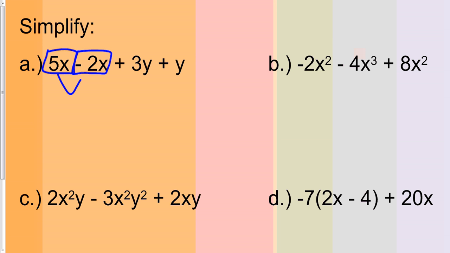So I can think of this in two different ways: 5x plus negative 2x, or 5x minus 2x. Either way, I'm left with 3x. Alright? Then I move on to another term. And remember, keep those signs with them that are in front of them. So for instance, this sign let me know that the 2 was negative. Now I know I have a positive 3. Okay?